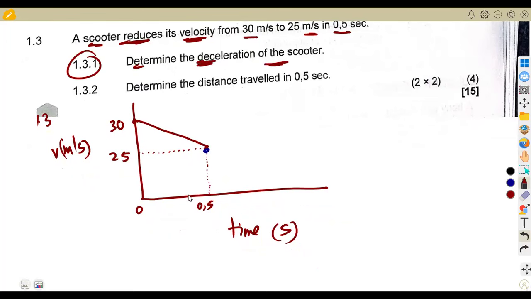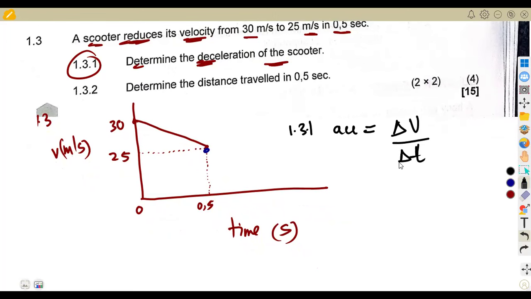The speed is reducing. So there is a deceleration there. But the way that you calculate your deceleration is the same way as you calculate your acceleration, only that the deceleration is going to take a negative.